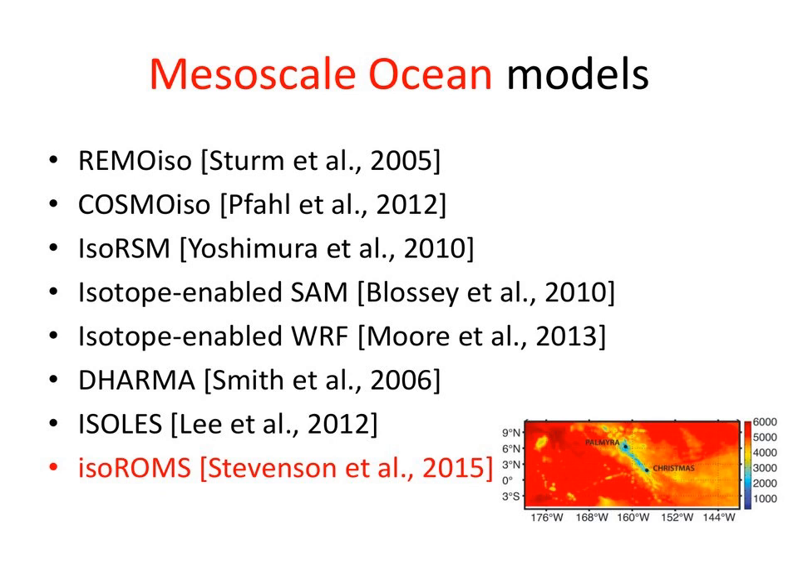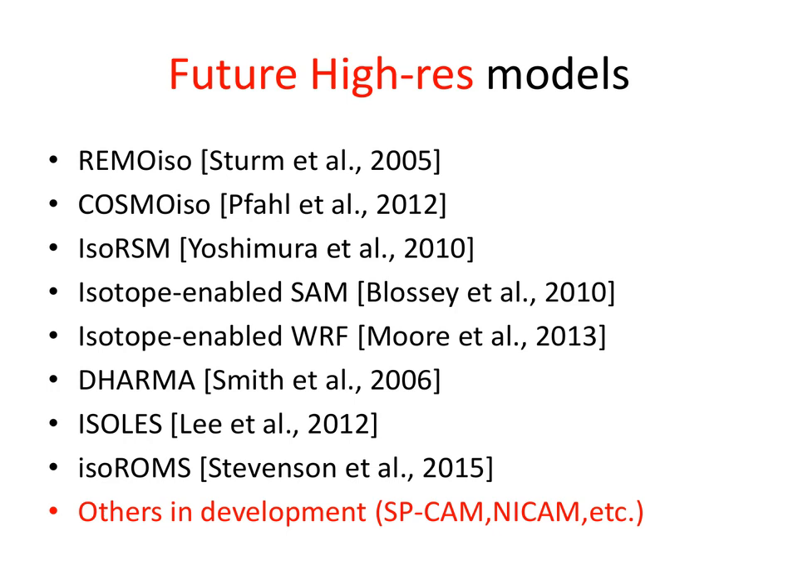Finally, there are other high-resolution global models in development, including a version of NCAR's CAM model and then a true global cloud-resolving model that Kei Yoshimura is working on called NICAM. These are great for process studies. They're probably not useful for paleo because they are very computationally expensive, and it's not really feasible to run them on paleo timescales.